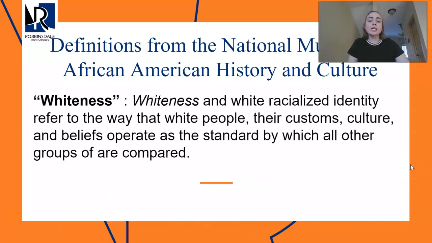Our next definition is whiteness. So whiteness and white racialized identity refer to the way that white people's customs, culture, and beliefs operate as the standard by which all other groups are compared. So we talked a little bit about this idea when we read A Raisin in the Sun, because the character of Beneatha, remember, she was very against this word assimilation. And assimilation just means becoming more like the dominant group or like white people in culture. And she did not want to assimilate, right? She didn't want to become more like white people.